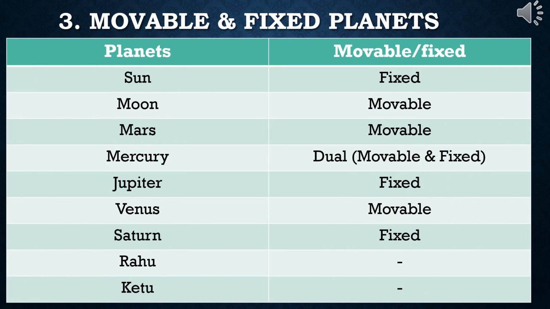Number 3. Movable and fixed planets. Some planets are considered as movable and some planets are considered as fixed. This is useful in predictive astrology. Sun is considered as fixed, Moon is considered as movable, Mars is considered as movable, Mercury is considered as dual, that is movable and fixed. Jupiter is considered as fixed. Venus is considered as movable. Saturn is considered as fixed.